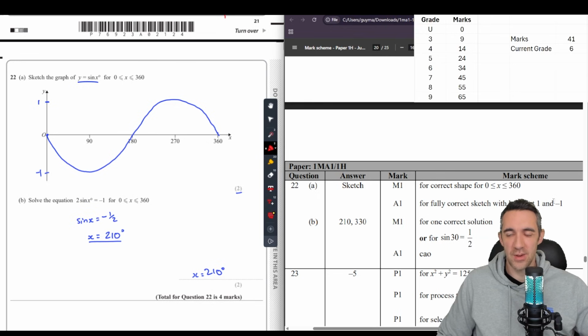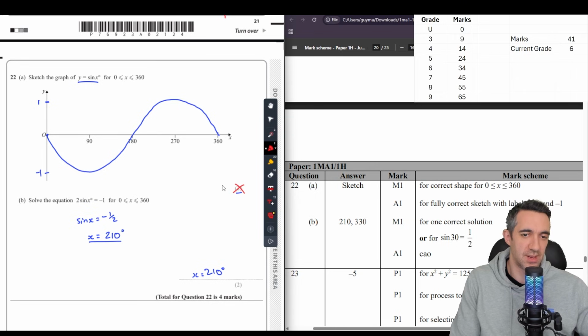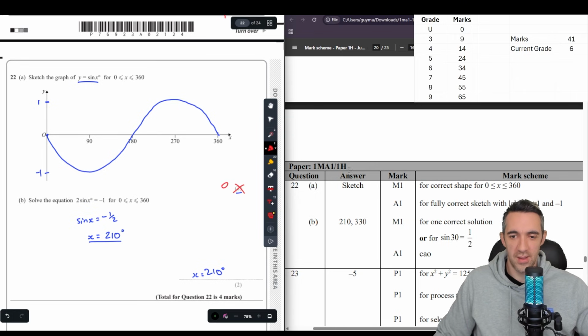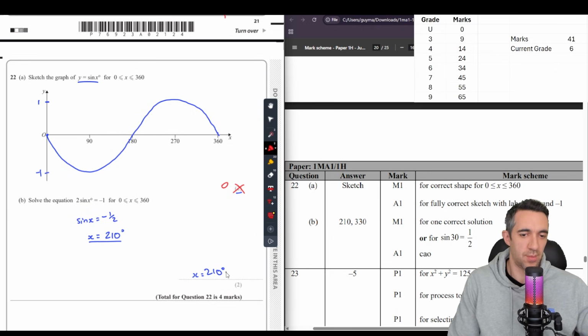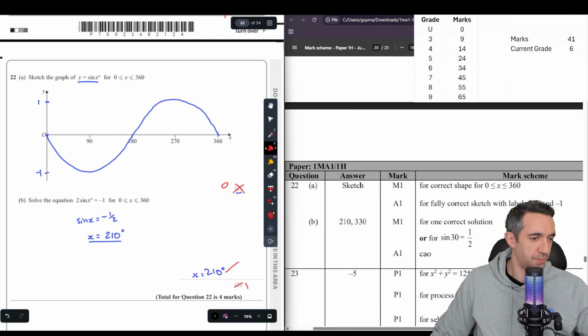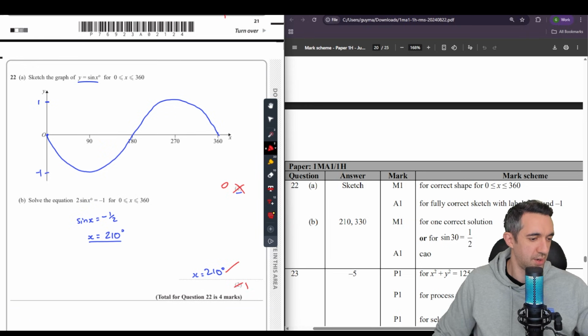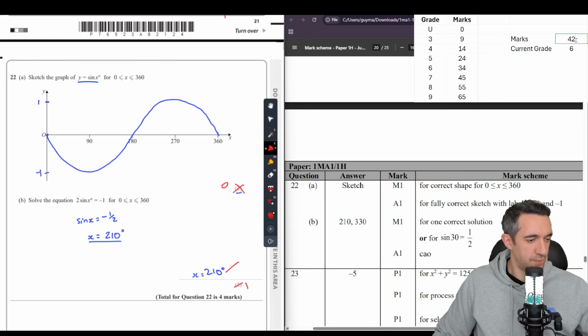It didn't say labeling. I wasn't sure if it was worth the risk. So yeah, I had to have the correct shape and then just not write the 1 and the -1. And I don't get a mark for having the 1 and the -1 with the wrong shape. Oh no, that's a mark 0. I get nothing for that. And then I do get a mark for my 1 correct solution, 210. So that's fine. I do get my 1 mark there. So I can add that on. Sorry, that was a mark scheme for that one. So 1 more mark, 42. Oh no, that might be costly now, that 1 mark.